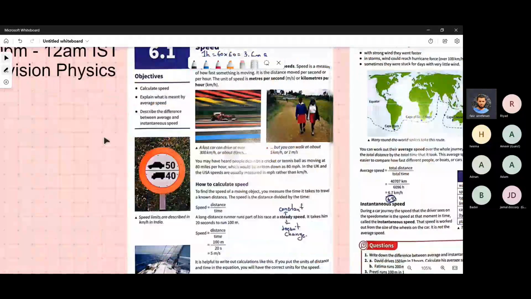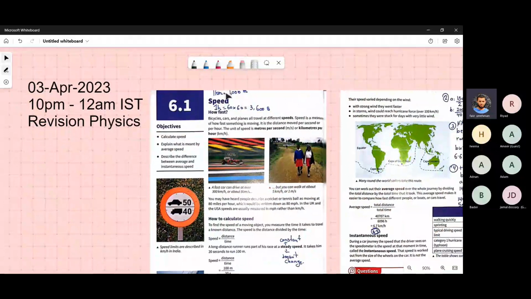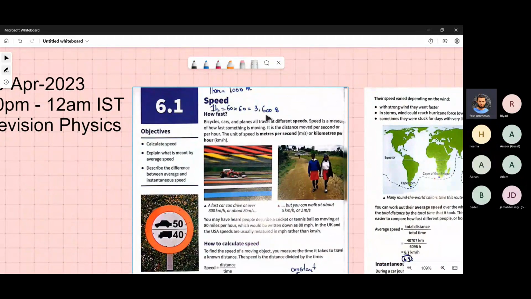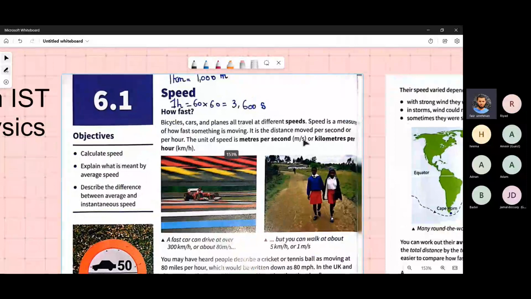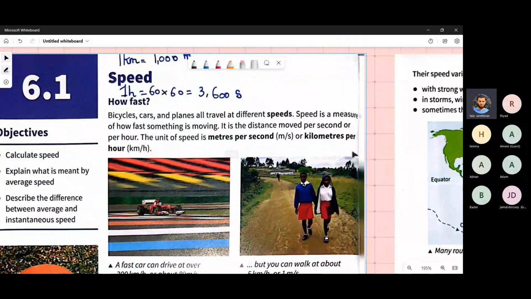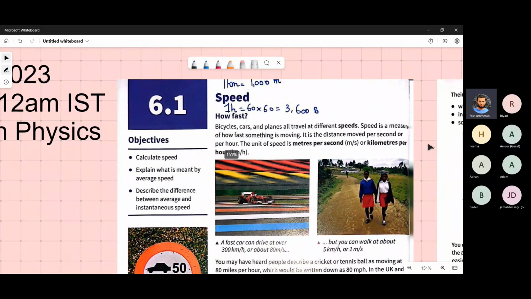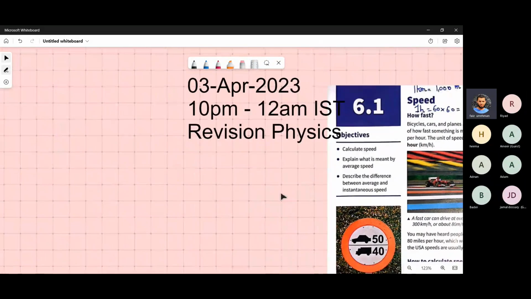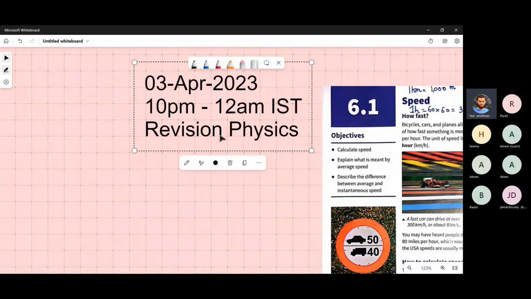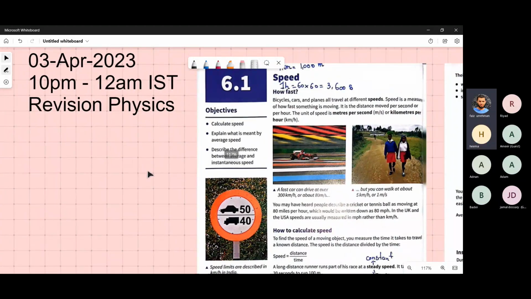Okay, let's continue quickly. So, what I was telling is that this chapter is dealing with speed, and speed can be measured in kilometers per hour as well as meter per second. I'm talking about the metric system. I'm not talking about the American imperial system that deals with miles per second and yards per second. Currently, I'm dealing with the metric system. Okay.